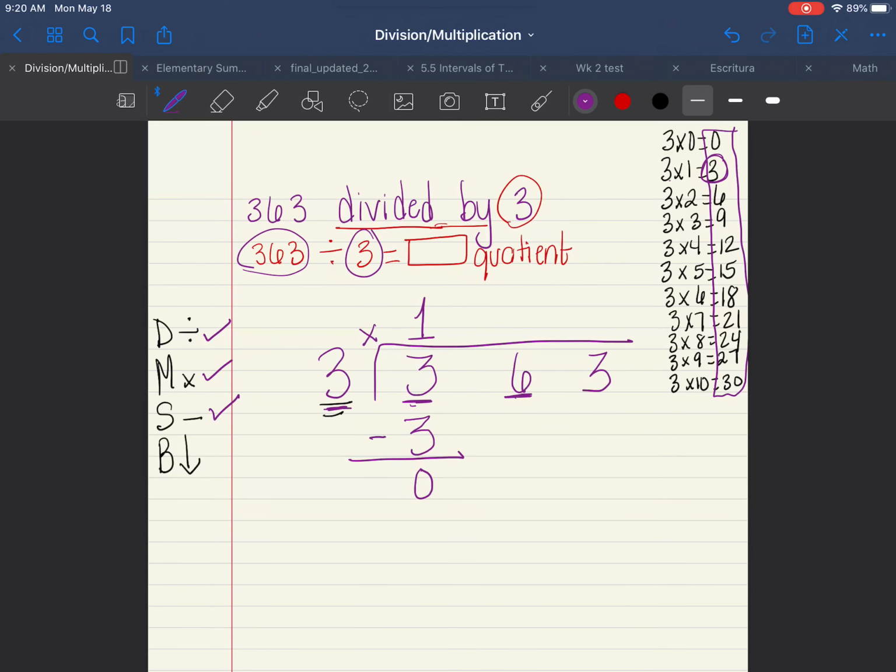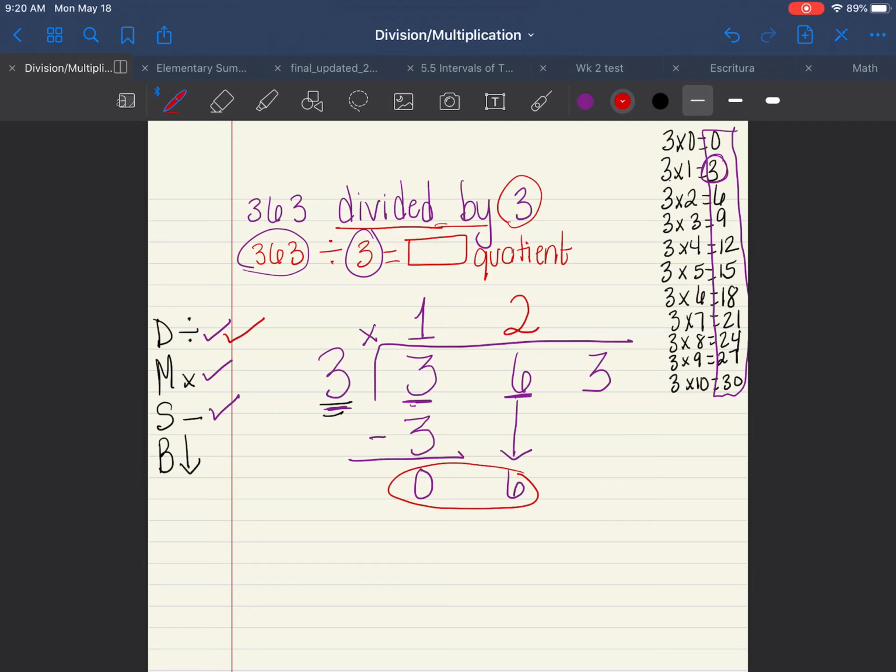Next step is to subtract. So 3 minus 3 equals 0. Last step is to bring down. Well, what number is next? The next number is going to be 6. So I'm going to go ahead and bring down the 6. So now I have 6.